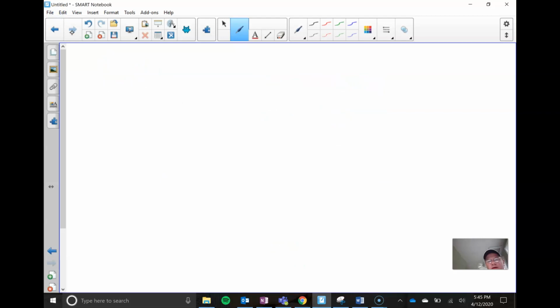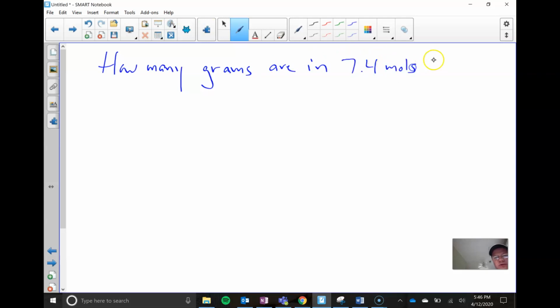So what if we have a question that asks this? How many grams are in 7.4 moles of methane? How many grams are in 7.4 moles of methane?